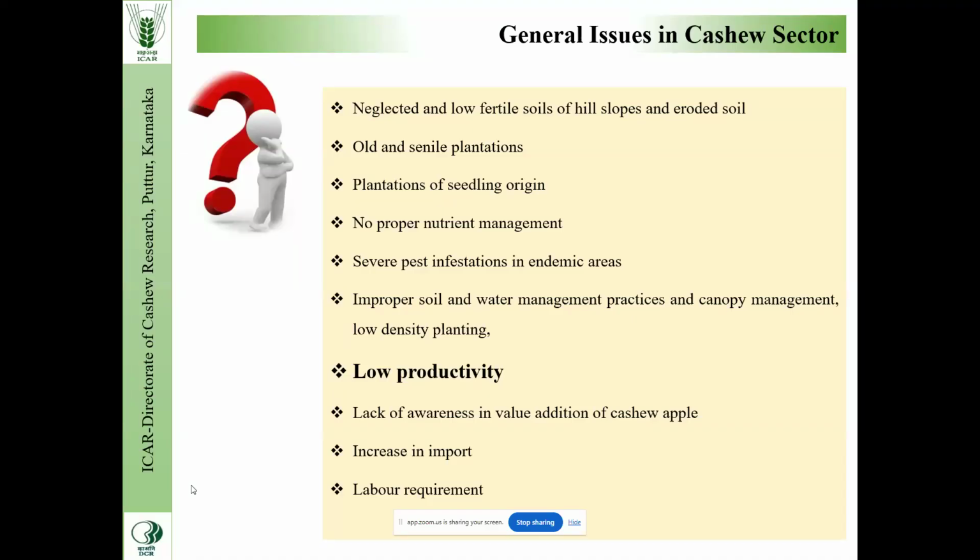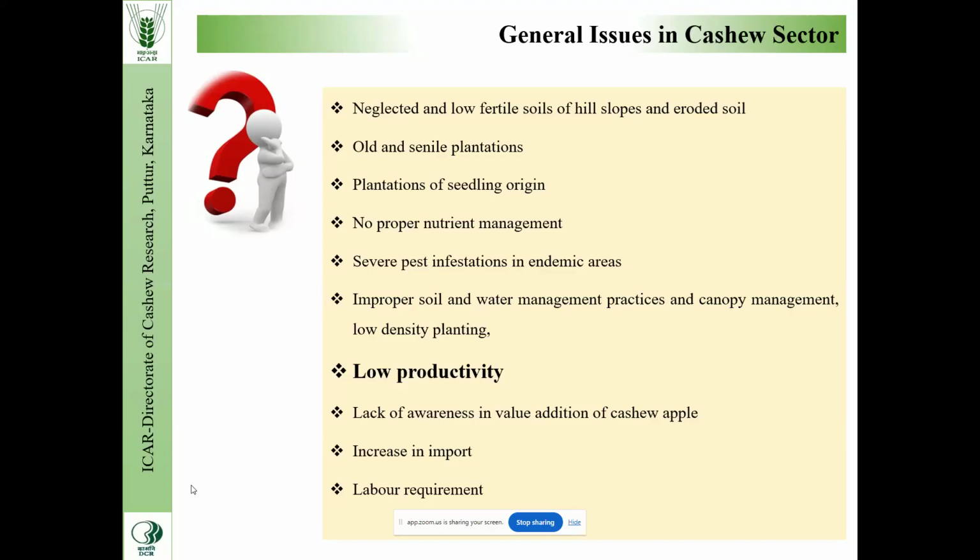One is the neglected and low fertile soil of hill slopes, that is, eroded soil, due to heavy rainfall in the hilly regions. The topmost fertile soil is eroded in the area where cashew is growing. The majority of the cashew plantations in India are old and senile, and we can't expect higher production from them. And the majority of the plantations are seedling originated.